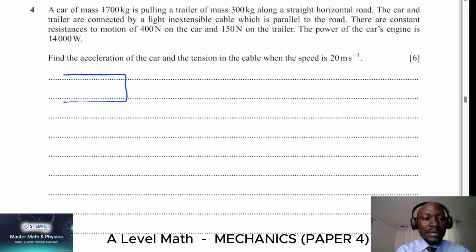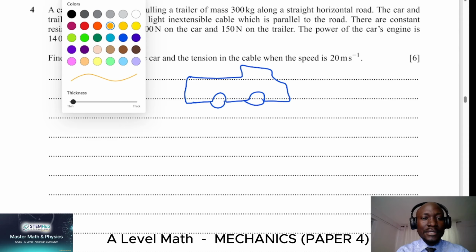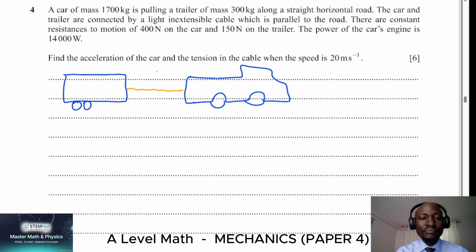The trailer is here that is being pulled, and there is a car somewhere here pulling it. We are told that there is a strain. Let me put it in a different color. There is a strain here. Car is of mass 1,700 kilograms, while the mass of the trailer is 300 kilograms.